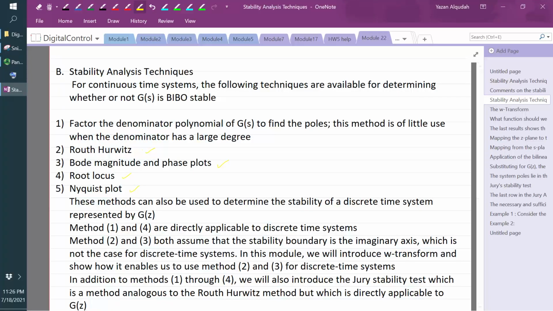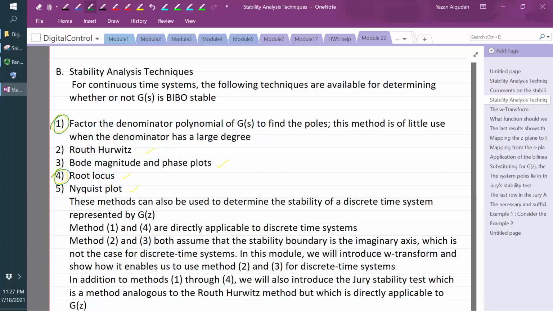Now, these methods can also be used to determine the stability of a discrete time system that is represented by G of z. That's what we want. We want to be able to apply these methods to a discrete time system. Now, method 1 and method 4 apply directly to a discrete time system. We can directly apply them to a discrete time system to determine stability.